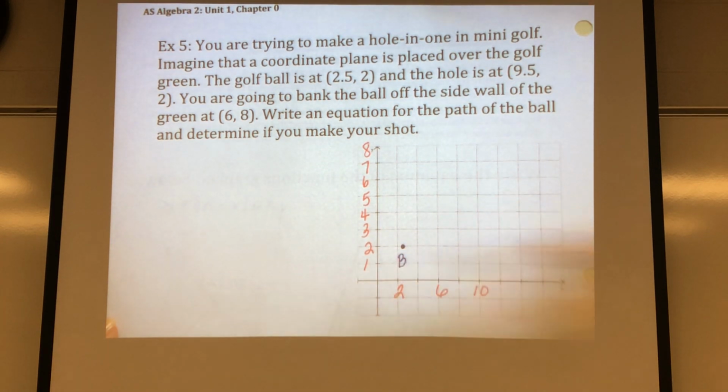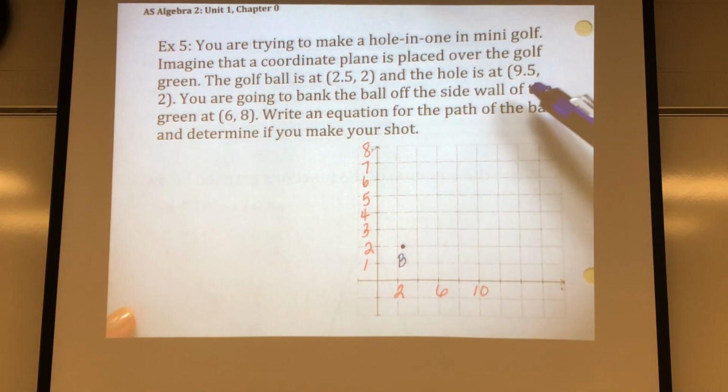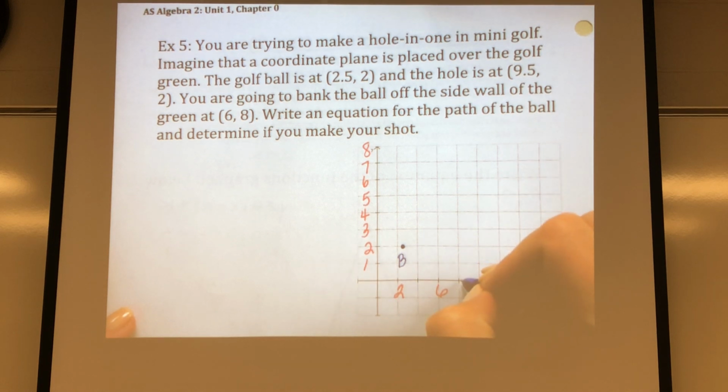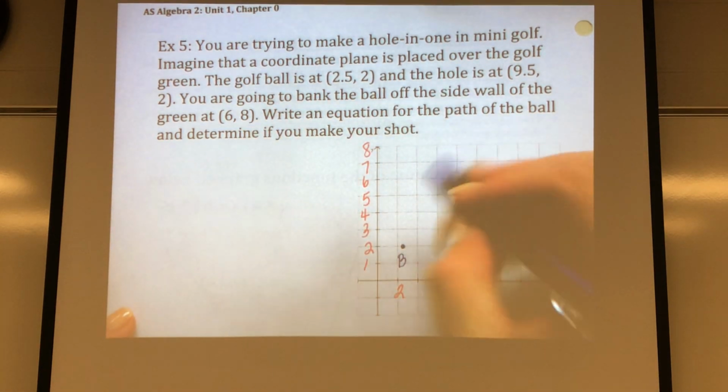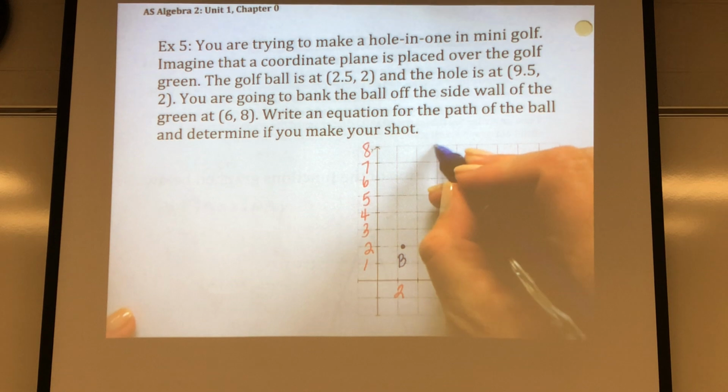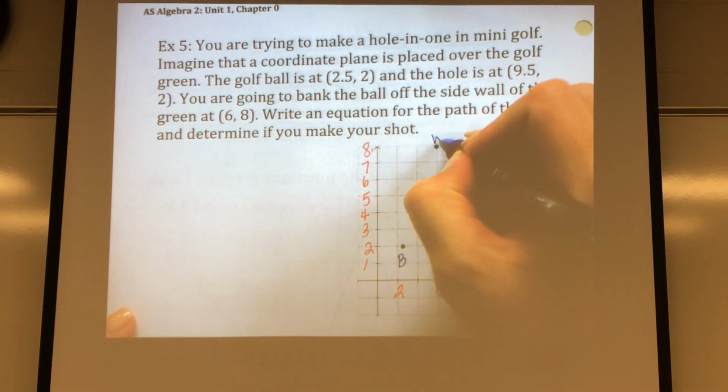So maybe I'll put a B there for ball. Then we have a point at (9.5, 2). So again, I'm going to come down 8, 9, (9.5, 2). And that point represents our hole, so I'm going to label that H. And we're going to bank it off the wall at (6, 8). So (6, 8) is the wall.